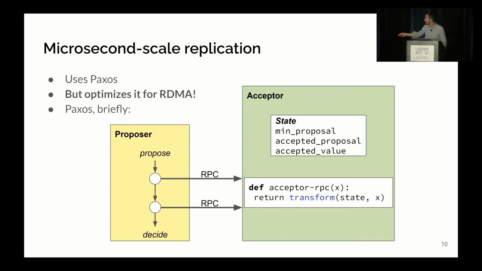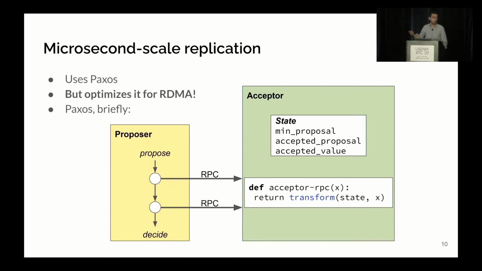And those RPCs, as you can see, they are dead simple. The acceptor just gets some value from the proposer. It uses this value to update its local state, and then it returns one of its local variables. Super simple. The problem with Paxos is that it involves the CPU on both sides.